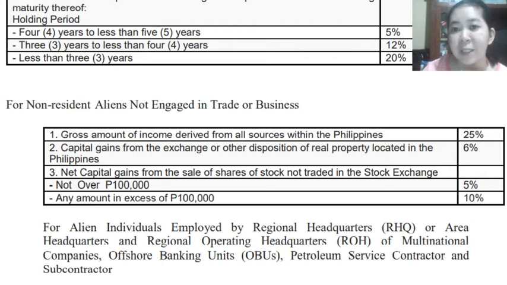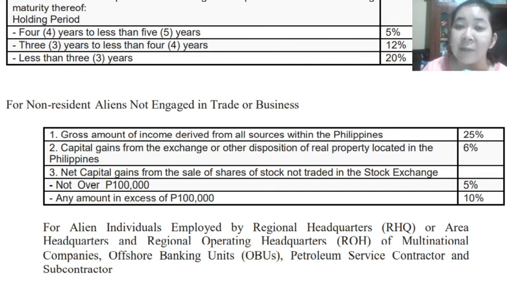Okay, whatever proceeds they receive of the income is subject to 25% because they are not doing business here in the Philippines. The purpose of their coming here in the Philippines is to be a tourist. However, due to some circumstances, they might have earned some income. So that will be taxed at 25% final tax, based on their gross income. Number 2, if they have a property here in the Philippines and they sell it and earn a gain out of the sale, it will be taxed at 6%.